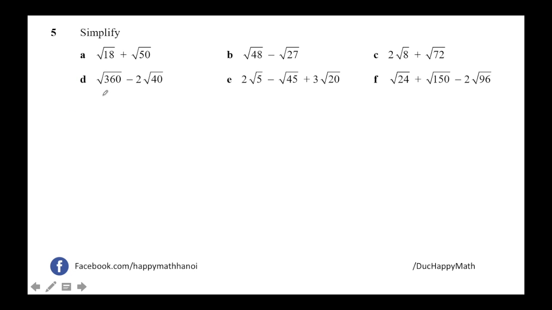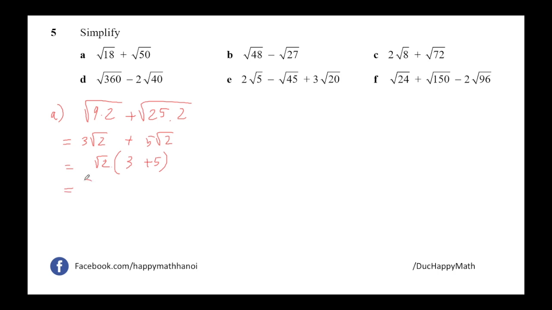Okay, when you finish question 4, you are very fluent at simplifying the square root, so you will apply more advanced techniques in the calculation. In question A, I will take the square root of 18 equal to 9 times 2. One of them is a perfect square. How about 50? Okay, 25. So I can take it as 3 square root of 2 and 5 square root of 2. You know why? The square root of 2 will be outside, and inside we get 3 and 5. So it is 8 square root of 2.